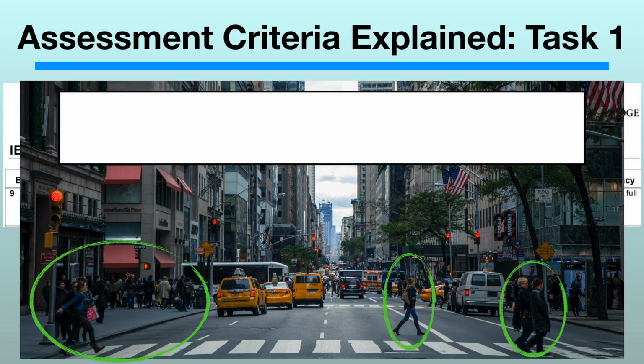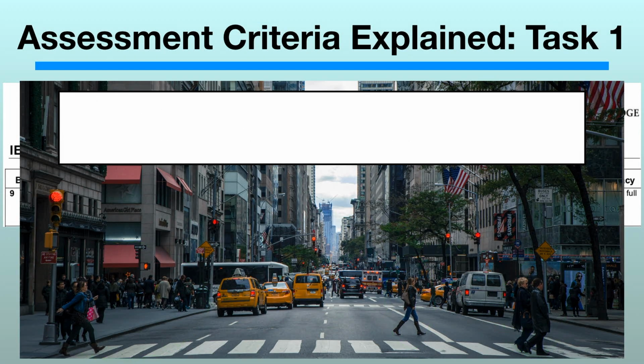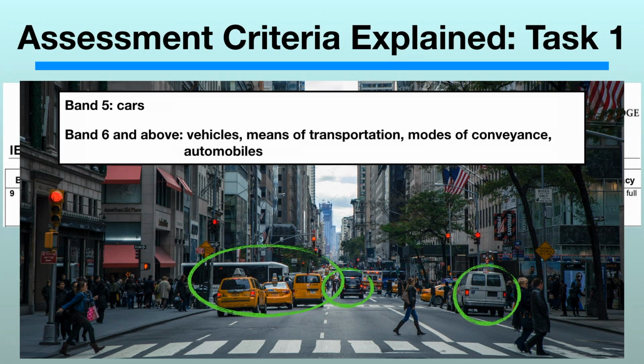If you only use the word people throughout your writing, then you'll probably get a band of 5. If you want a band 6 or above, then you need to use words that are more related to the topic. You may use words such as commuters, pedestrians, road users, and wayfarers. Another example. If we need to talk about cars, what synonyms can you think of? Some possible choices are vehicles, means of transportation, modes of conveyance, and automobiles.